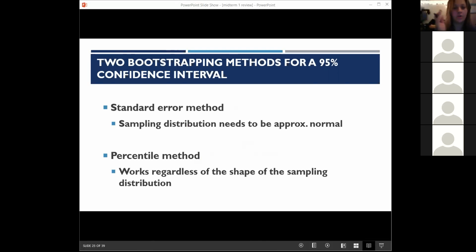In order to show that empirical rule with the 95% confidence interval, remember, we also have to have normative data to use that empirical rule, which is what the standard error method is based upon. And then our percentile method, we can use that no matter what, because there's always going to be a place for each percentile. So that's where we get that from. Those are just two different ways you can do bootstrapping.